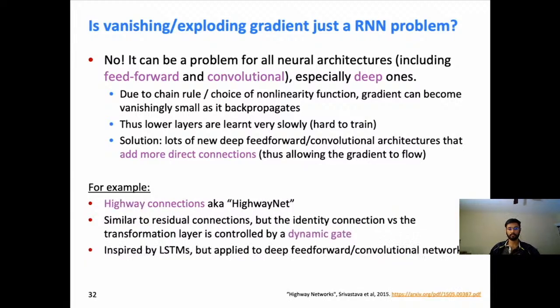And the last one I want to talk about, which I don't have a picture for, is something called highway connections. So this is similar to the residual or skip connections, but the idea is that instead of just adding your identity connection, you're going to have a gate that controls the balance between adding the identity and computing the transformation. So instead of f of x plus x, you're going to have gate times f of x plus 1 minus gate times x, something like that. So this work was actually inspired by LSTMs, but instead of applying it to a recurrent setting, they were seeking to apply it to a feed-forward setting.